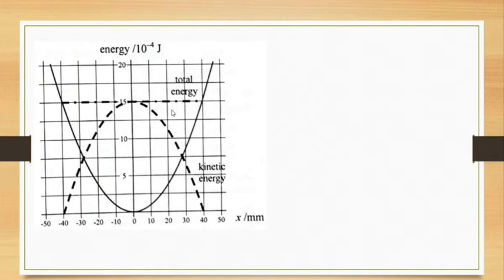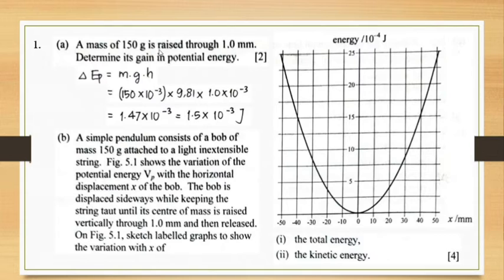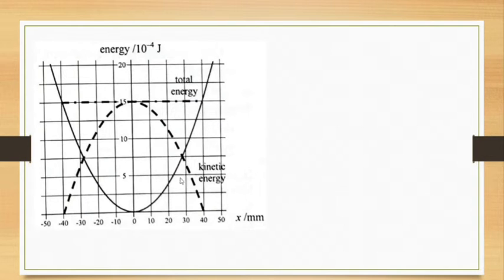This is the variation of kinetic energy, this one. And this one is the variation of total energy. It must be at 15 times 10 to the minus 4 joules, because the gain in potential energy is 1.5 times 10 to the minus 3 joules. It is equal to 15 times 10 to the minus 4 joules. So this is the graph.